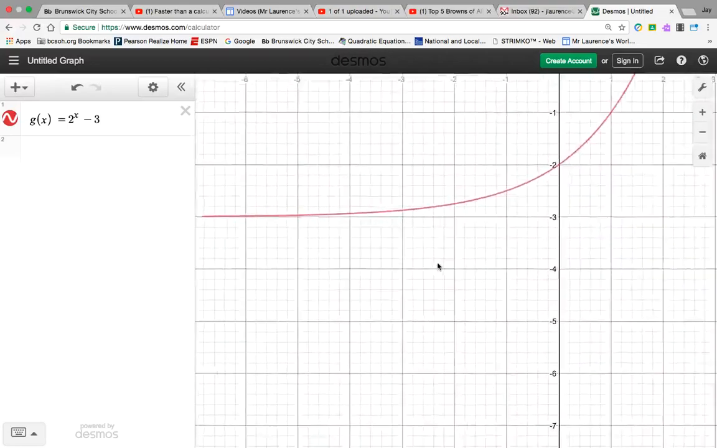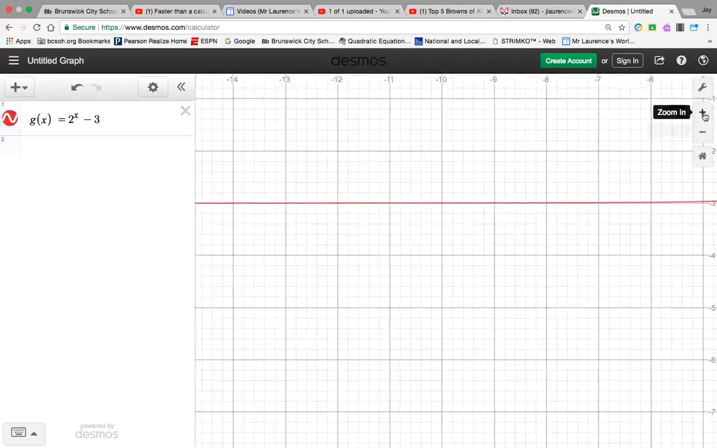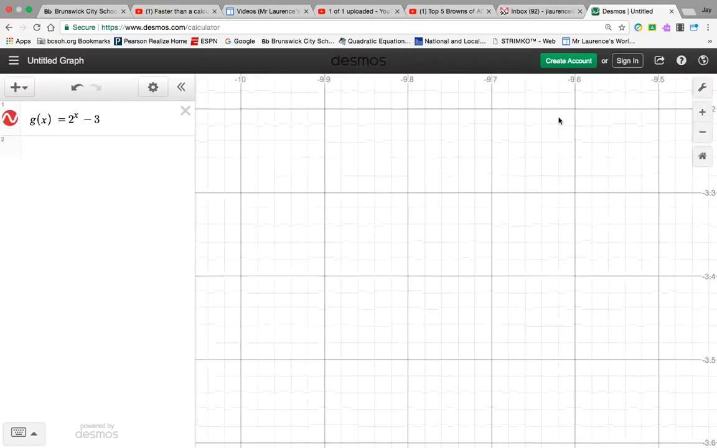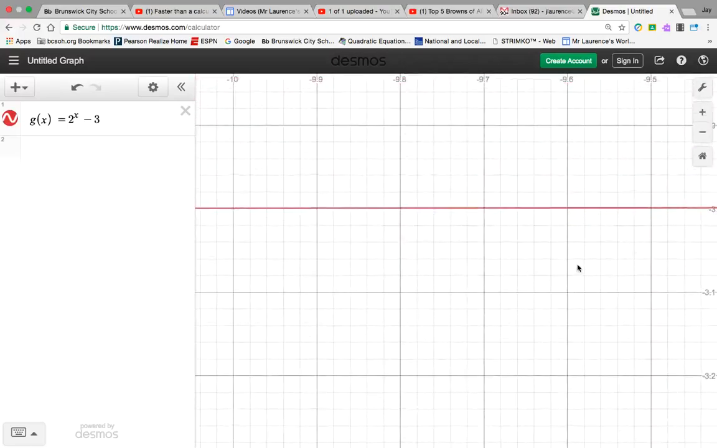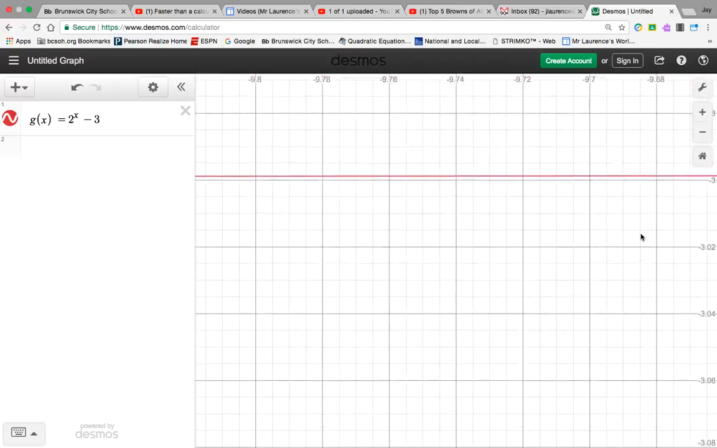All right, the range looks like it's going to be anything greater than or equal to negative 3, but it's not. Because look at that. I'm not at negative 3. My y-coordinate is close to negative 3, but it's not there. If I come out here and zoom in, and zoom in, and zoom in. Oh, there it is. Oh, look at that. I'm not touching negative 3 anymore. See? I'm really, really close to it, but I don't ever touch it.